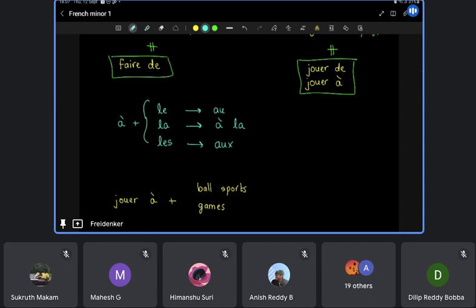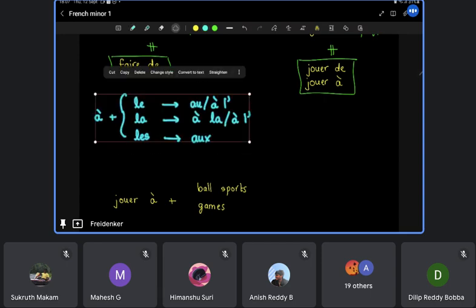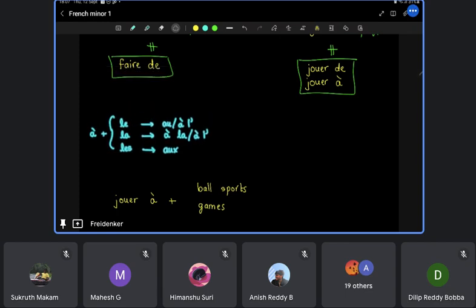This is the general idea. I mean, it looks like a formula sheet, but we'll see how we use it. In case anything begins with a vowel, then you will have a l apostrophe. We'll look at some examples soon, but let me just put this here as a formula sheet.